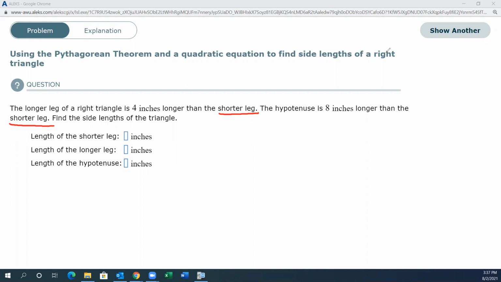So the easiest way I found to do this is to say, all right, what side are they being compared to? Well, 2 of the sides are being compared to the shorter leg. So the shorter leg, I'm going to call that x. Okay, so I'll write it over here. You don't have to do it that way. I just find it easier. Since the shorter leg is x, the first sentence says the longer leg is 4 inches more than that. So the shorter leg increased by 4. And the hypotenuse in the second sentence says it is 8 inches longer than the shorter. So the shorter leg increased by 8.